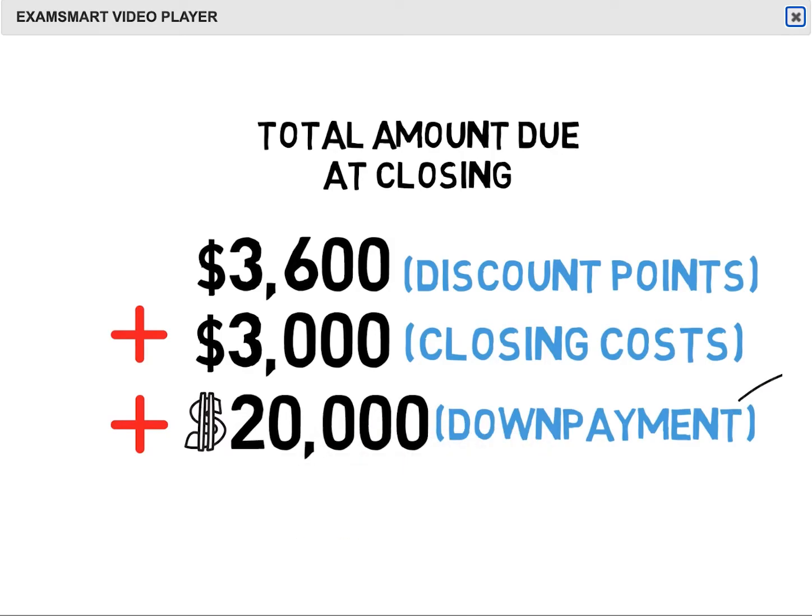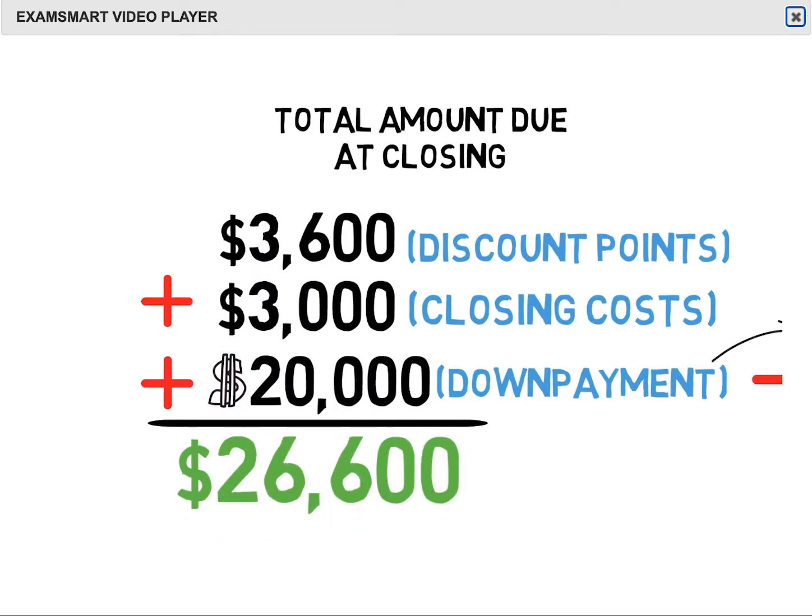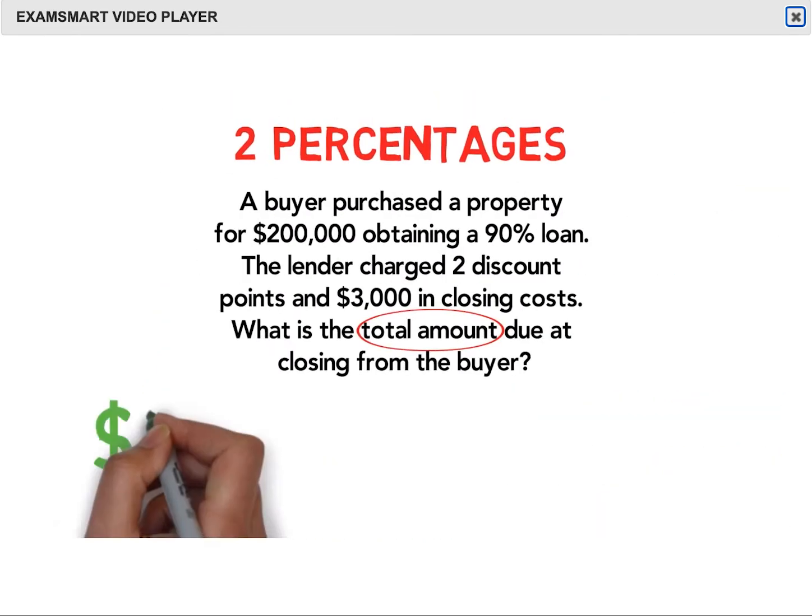So we have to add all three numbers together, the $20,000 down payment, plus the $3,600 in discount points, plus the $3,000 in closing cost, to come up with the total closing cost due from the buyer at closing to be $26,600. And that's our answer.